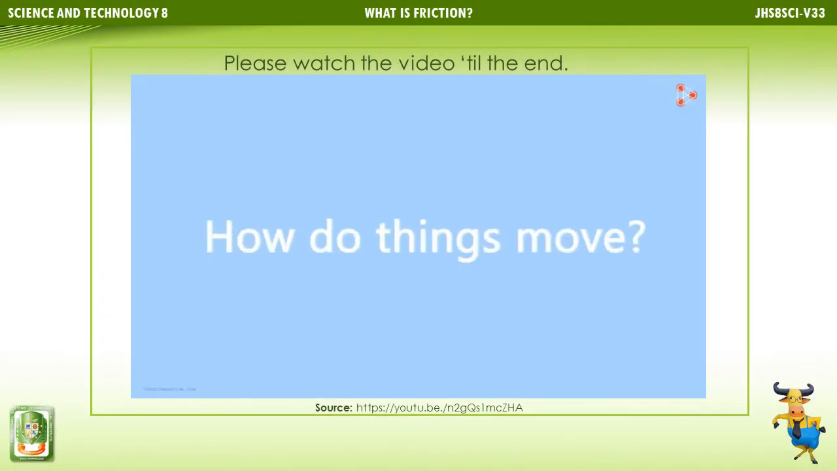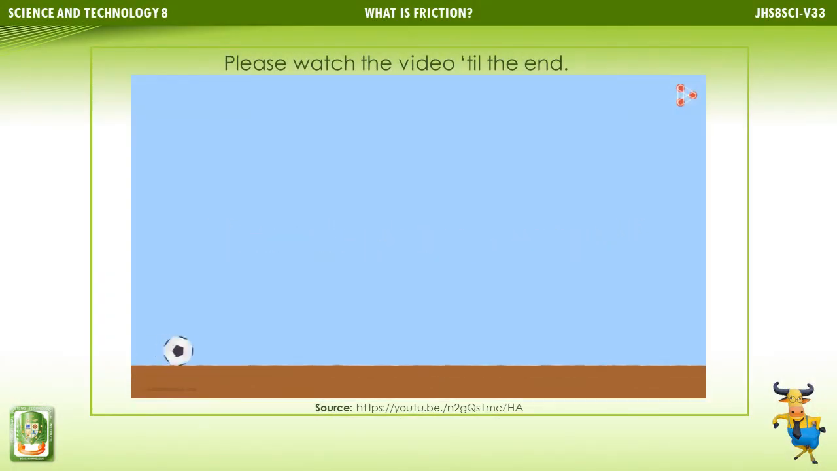How do things move in real life? Say a ball is moving on a flat ground and there's no external force acting on it. Will the ball eventually come to a halt? Yes, it will. Have you ever wondered why?